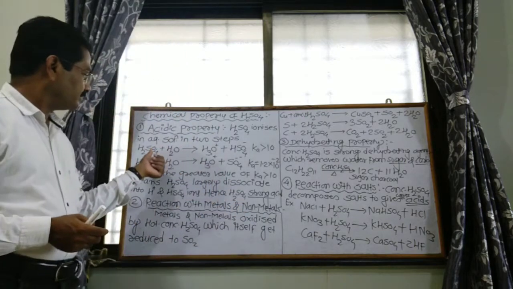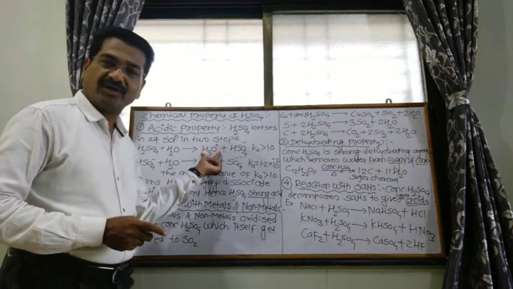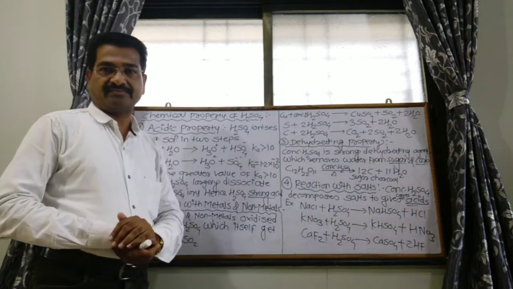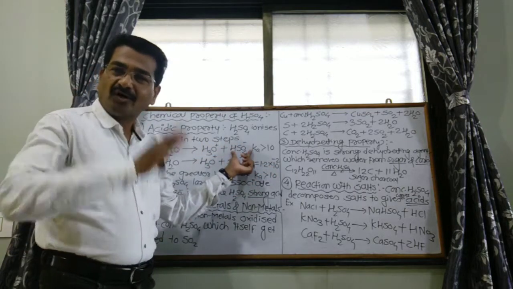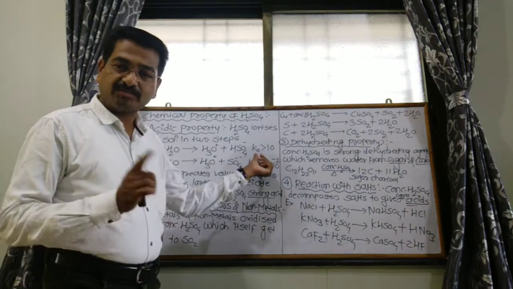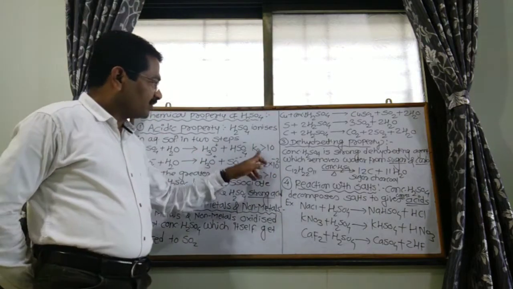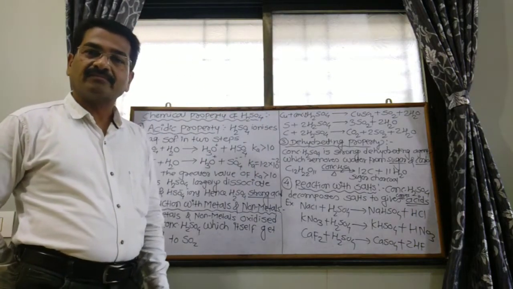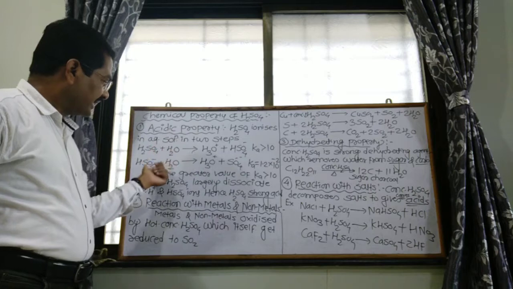How? In the first step, sulfuric acid dissolved in water forms the hydronium ion H3O+ and HSO4 minus ion. Sulfuric acid breaks up to give the hydronium ion and HSO4 minus. At that time, the value of the dissociation constant of that acid is greater than 10. So that is the first step. Second step, HSO4 minus again dissolves in aqueous solution.